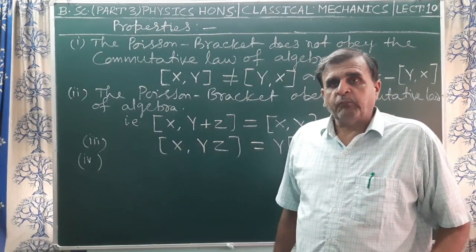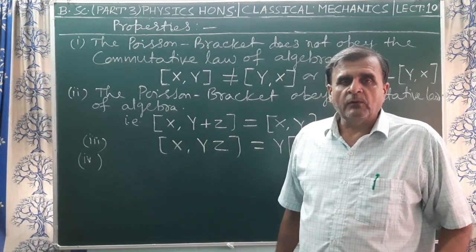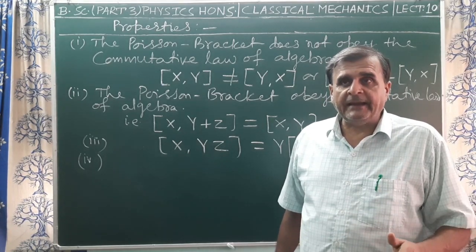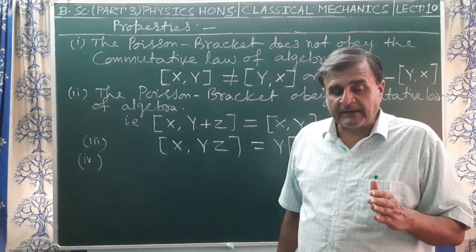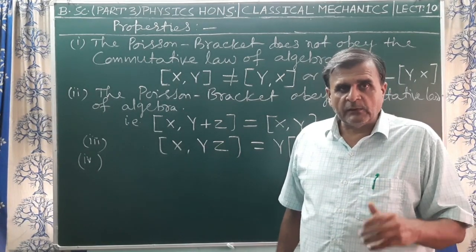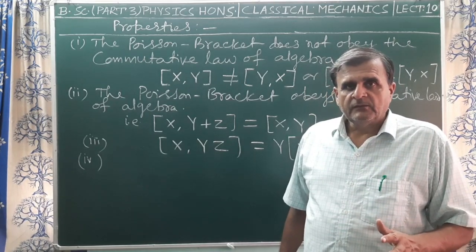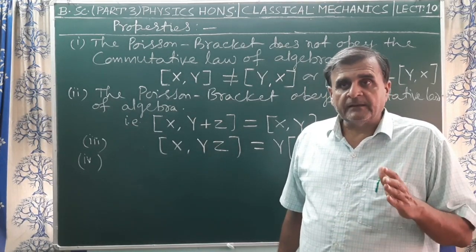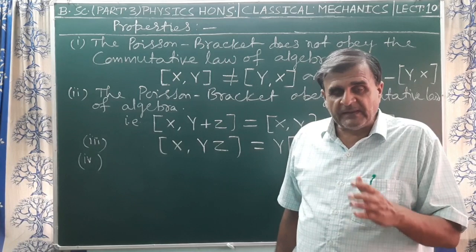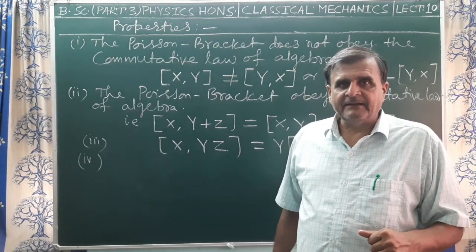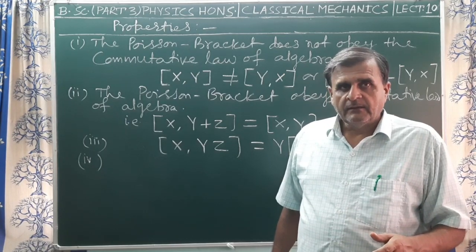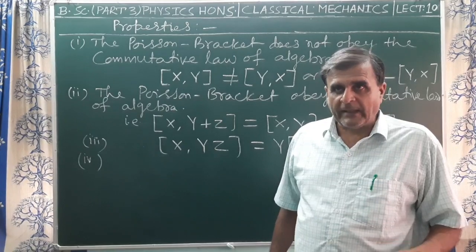So the Poisson bracket of position coordinate q and momentum p, that is the Poisson bracket of qi and pj. pj represents momentum, qi represents position. So the Poisson bracket of position coordinate qi and momentum coordinate pj can be written as delta ij, where delta is the Kronecker delta, which we used in quantum mechanics.